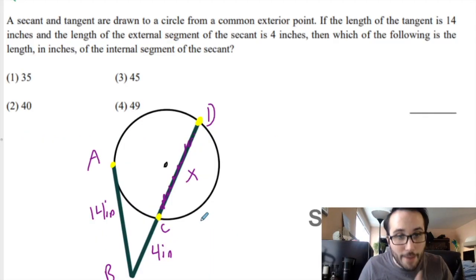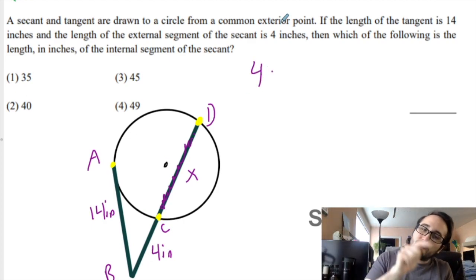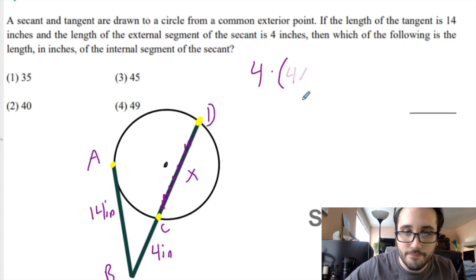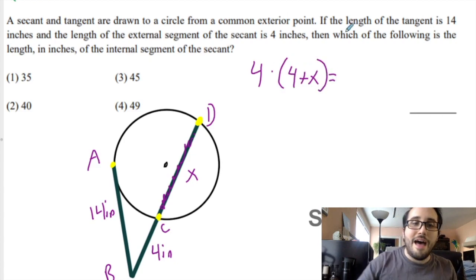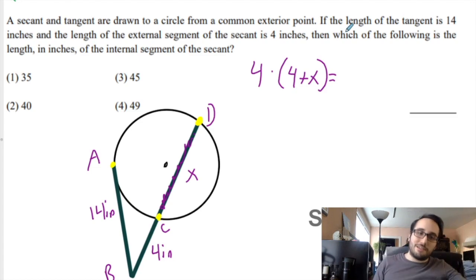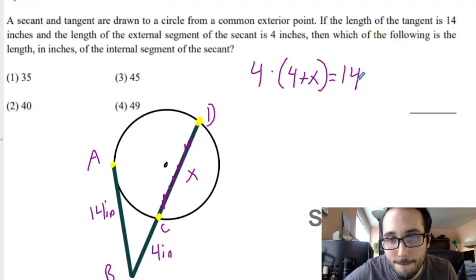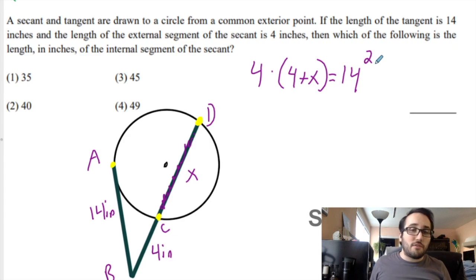Let's continue. Okay, so let's relate these sides. So the outside part is 4. The whole part is 4 plus x. And then the tangent, the outside part of the tangent line is 14, and also the entire length is 14. So we can say it's 14 squared. So now I'm just going to solve for x. So again, pause, rewind, whatever you need to do so that you can make sure you understand how I'm doing each step, or reach out if you still have questions. Let's do it.